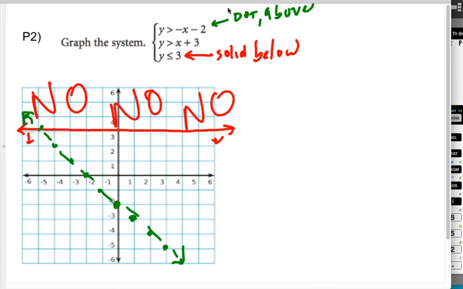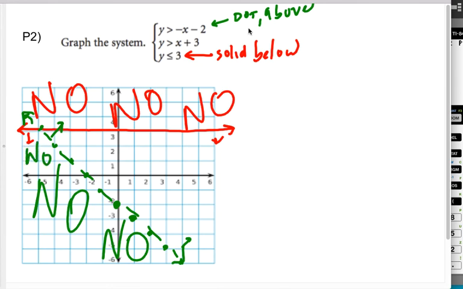Cool. So I'm supposed to shade above, which means go this way. So I'm going to put big fat no's down here. So nothing should be below the green line. Okay. In blue, this is dotted, and we're going to go above. So this is at that spot 3, and my slope is +1, so it's going to look like this.